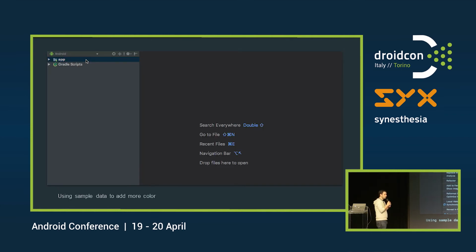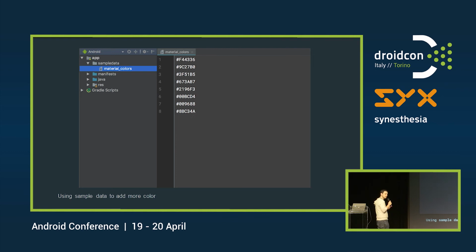But there is another thing that you can do, which is sample data that I was talking about. So first, how do you create sample data? Very easy. You go to your application, click New, click Sample Data Directory, and then within that directory, let's create just a simple text file with a list of colors. So we are going to call this material colors, and this is how it's going to look.